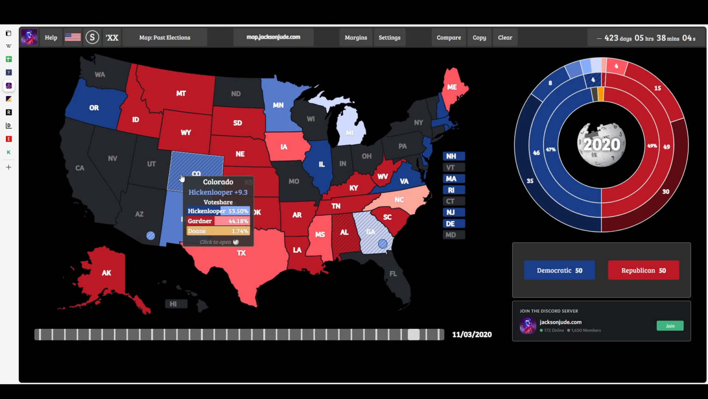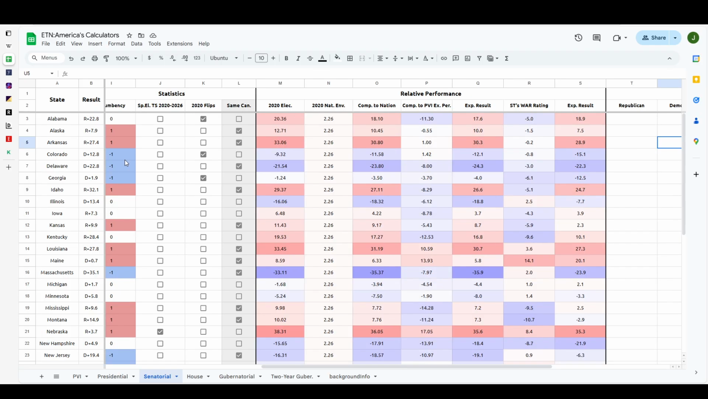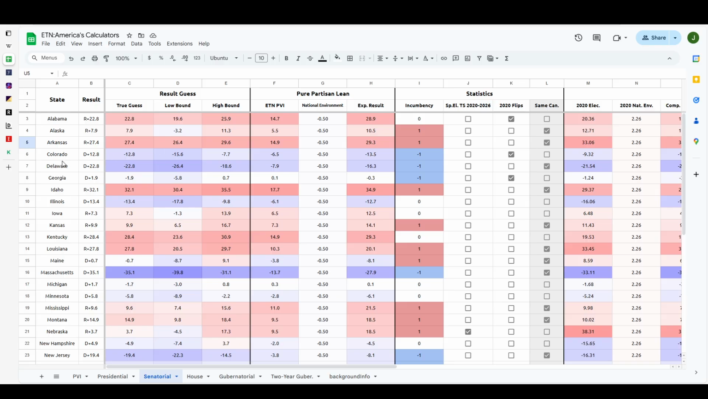But anyway, Hickenlooper won it by 9.3%. He is likely to break the double-digit margin this time around. It depends on the strength of his candidate. That's going to be why it's a bit red. Bit redder than expected here, but the war rating minus 0.8 shows a bit of strength for Hickenlooper, even though he was fighting against an incumbent.